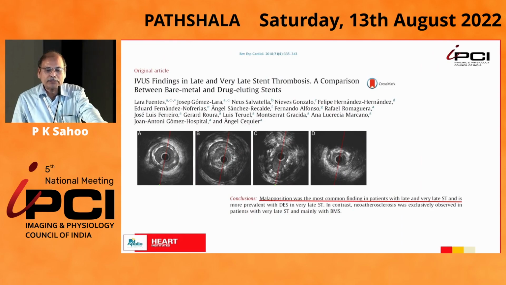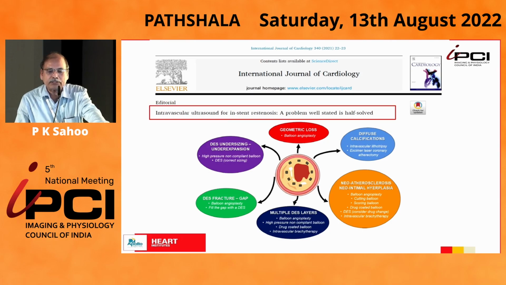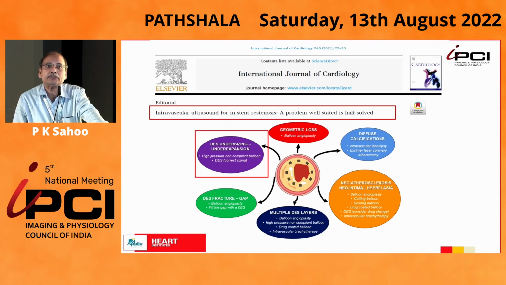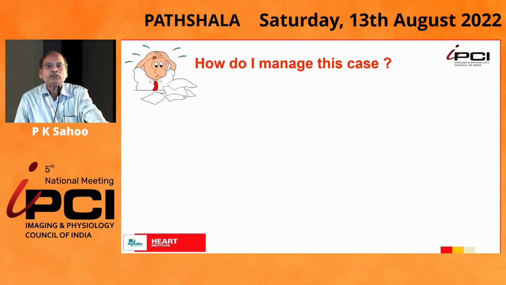If you try to see the commonest cause of stent failure, malapposition is the most common finding in patients with late and very late thrombosis, and is more common in DES patients. Next, this is an article which was just published in 2021, where we showed intravascular ultrasound for in-stent stenosis: a problem well stated is half solved, and DES undersizing and underexpansion is a very important problem, and imaging has definitely helped us. This was published very recently, this June, about management of in-stent stenosis, where they clearly stated to first define your problem, prepare your bed well, and finally treat it. Definitely you have to address the mechanical issues first, and depending on that, do intravascular imaging. And based on the type of problem, use either a drug-coated balloon, a DES, or a combination if required.